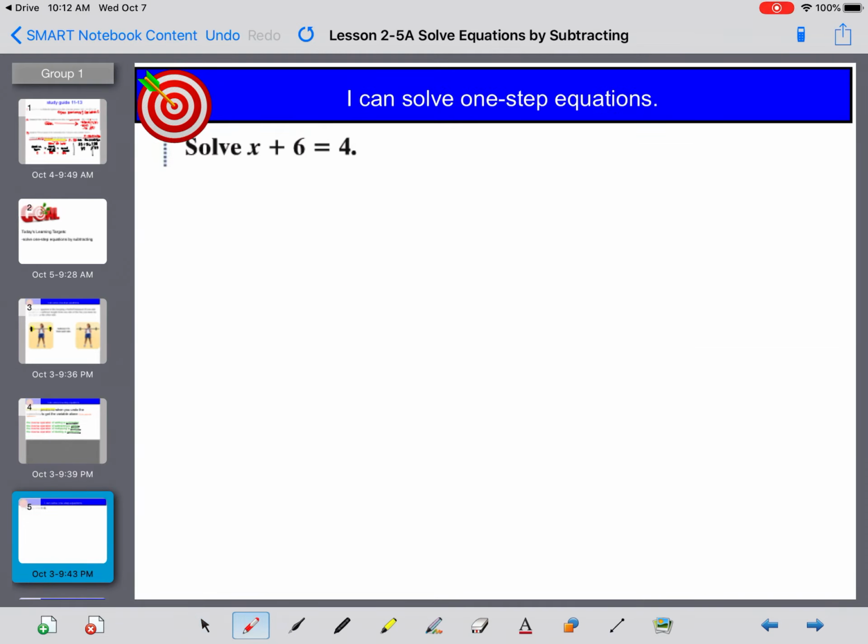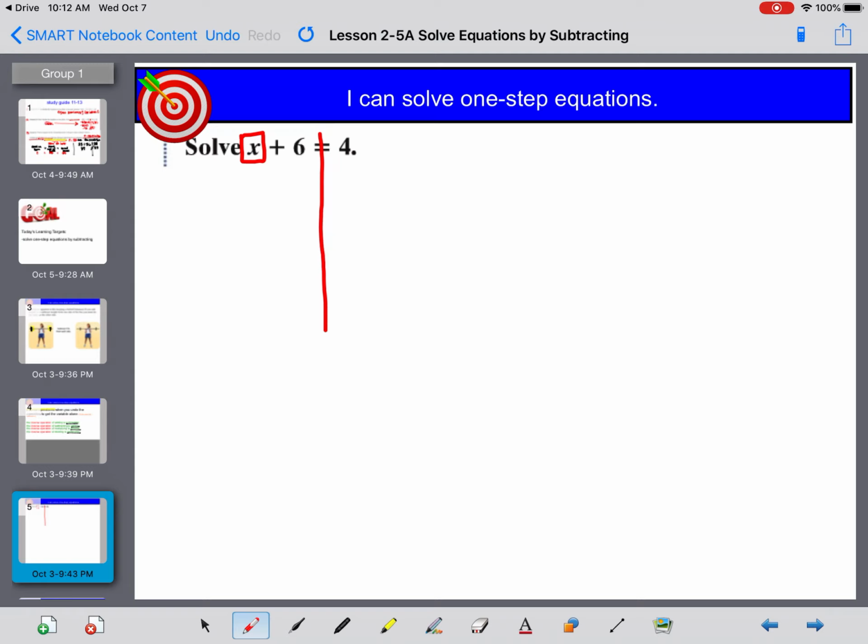The first problem we're going to do as an example is to solve x plus 6 equals 4. Now remember, I want to get x. I want to know what the value of x is. So I'm going to undo what's happening to x, but whatever I do to one side of the equal sign, I have to do to the other.